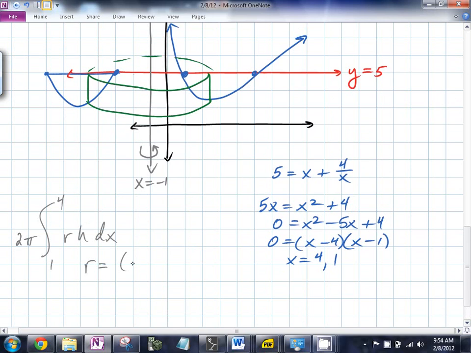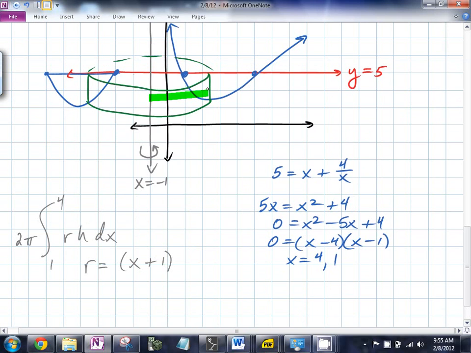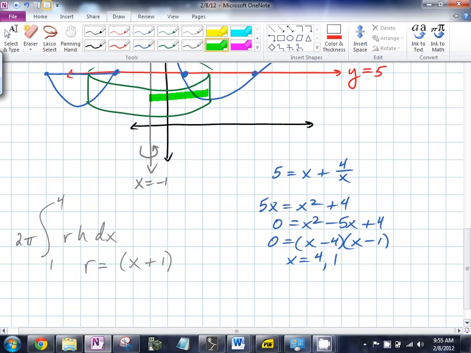The radius is this distance from here to here, right? You have to add 1 to that. You're subtracting negative 1 is the algebraic way to think about it. If that was x equals 1, we'd be subtracting 1, right? But we're not. So we do this, and we end up with, what's the height going to be?